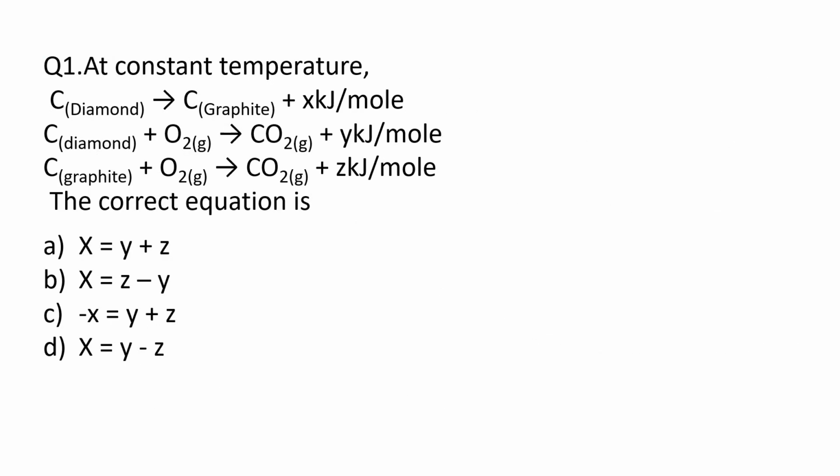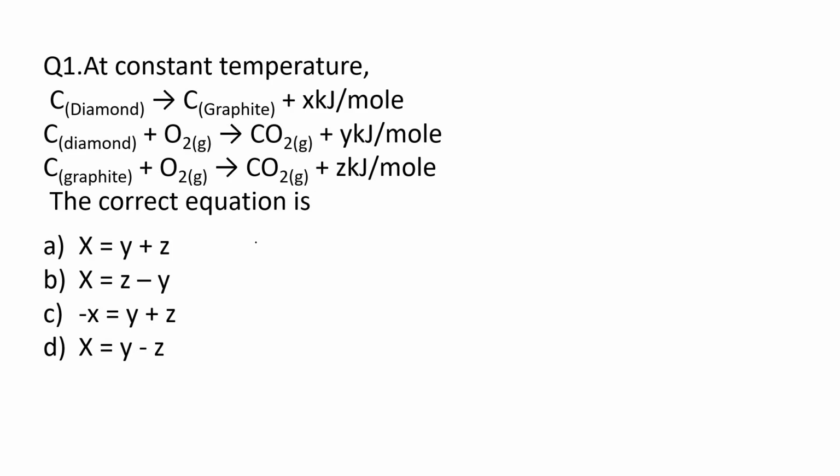Now, coming to this problem, what is given? At constant temperature, the conversion of the allotropic form of carbon, diamond to graphite, releases X kilojoules per mole of energy. The combustion of diamond, that is reaction with oxygen giving carbon dioxide, releases Y kilojoules per mole, and the combustion of graphite, that is graphite reacting with oxygen to give carbon dioxide, releases Z kilojoules per mole. Out of these 4 options, which one is the correct equation?